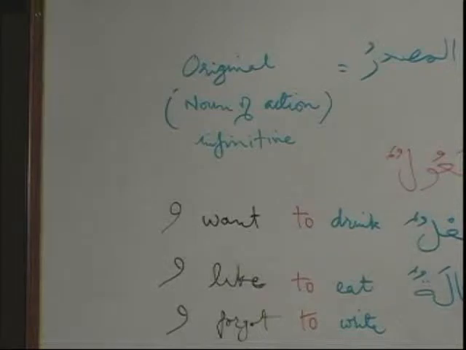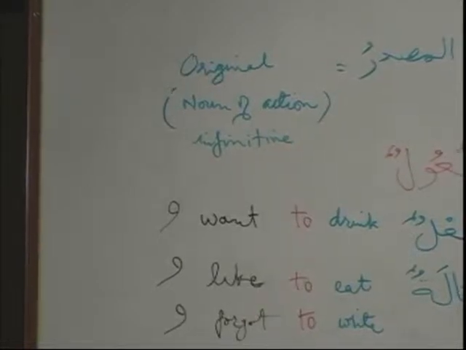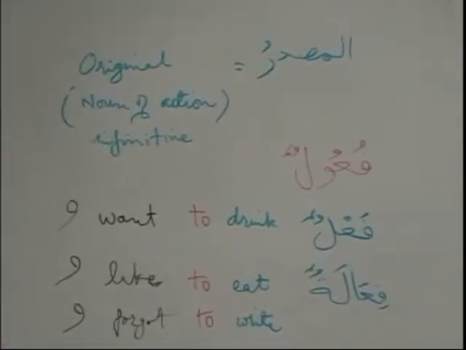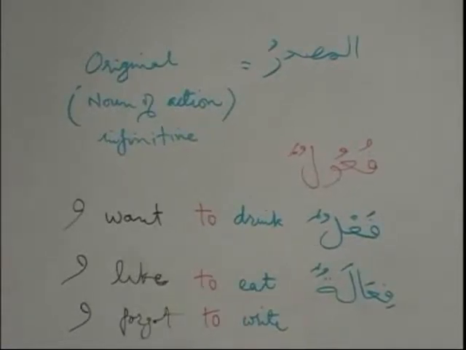I want. What do you want? We need mafulun bihi, an object. And what is the object? I want to drink. Okay? I like. What do you like? You need an object because you're asking a question. What? And what do you like? I like to eat. So to eat is your object.